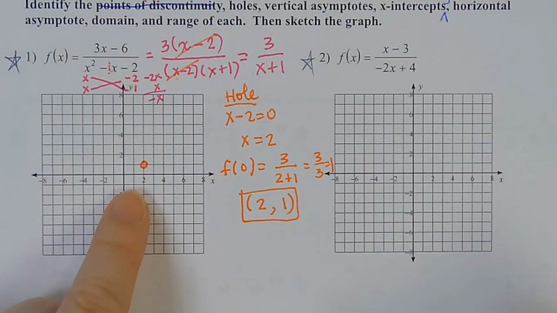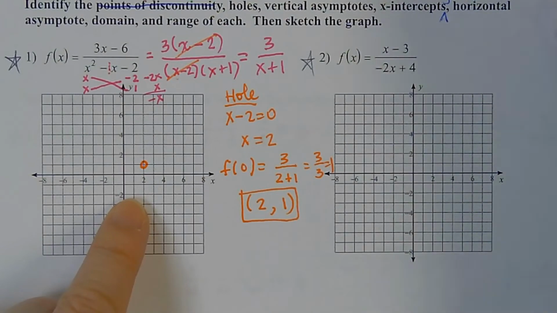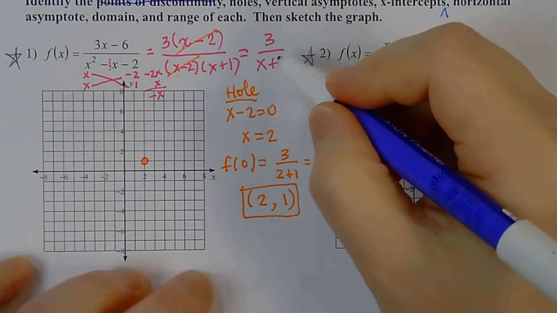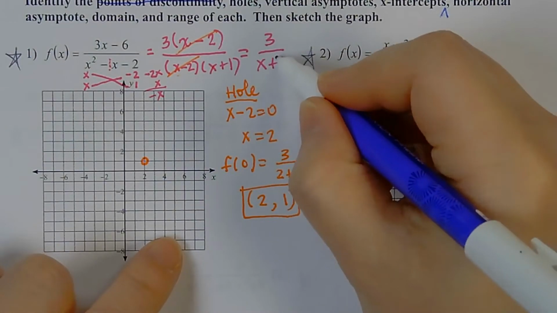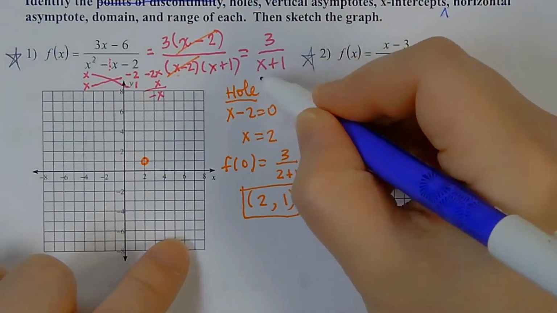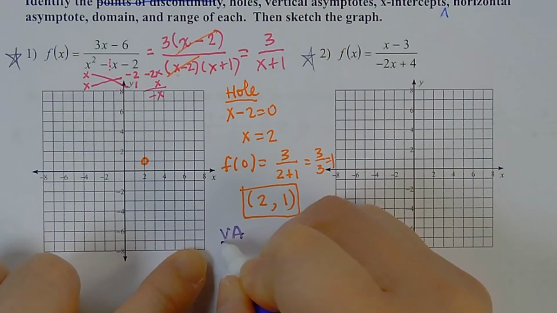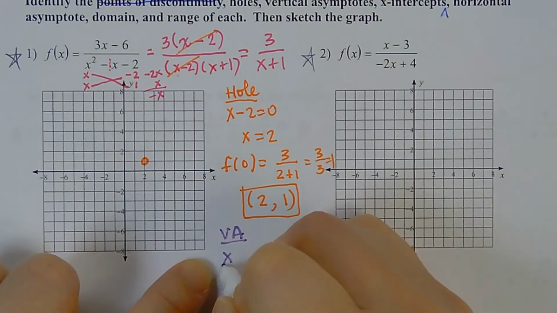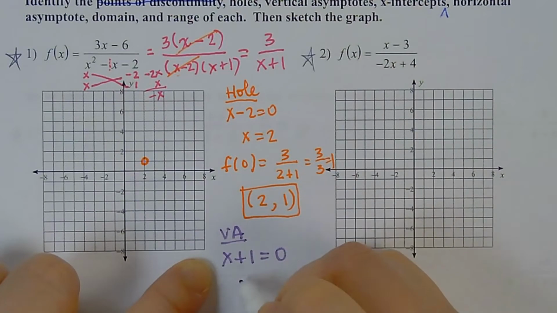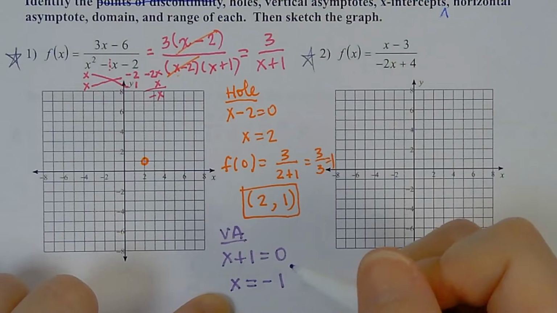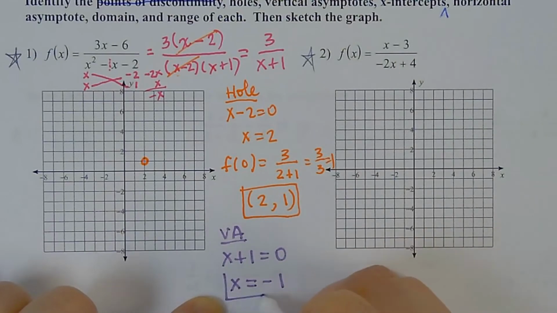Okay, and let's go with the vertical asymptote. Vertical asymptote, we'll do purple. For the vertical asymptote, we take what's left over. So in the denominator, we have the x plus 1. We know that x plus 1 cannot equal 0. So here's my vertical asymptote. X plus 1 equals 0. So x is equal to -1. Subtract 1 on both sides if you want to do it algebraically. And so this is our vertical asymptote.